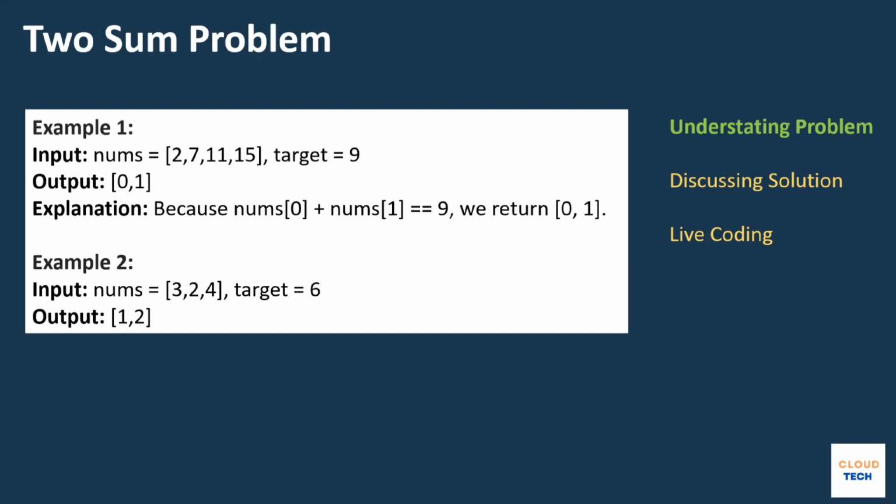Here we have two examples. Let's try to see example one. We will be given an integer array known as nums, and we will be given a target. We need to find two elements from the integer array such that they sum up to the target. So here the target is 9. If you scan through the elements, you will see 2 plus 7 equals 9. So these are the two elements which sum up to 9.